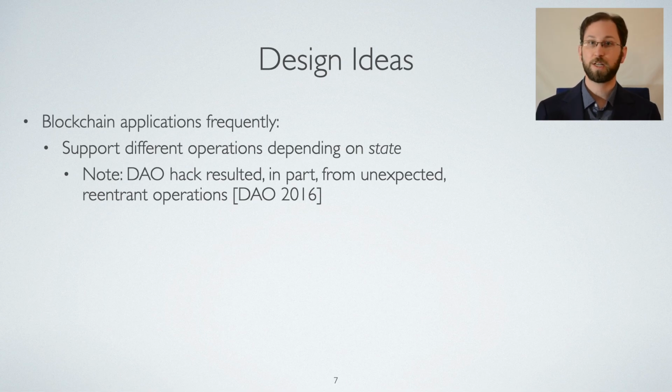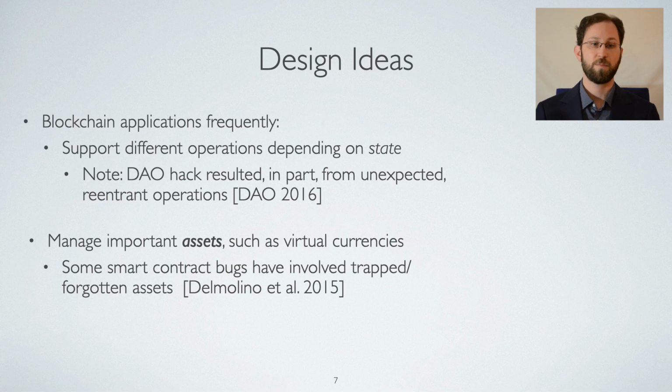One is that blockchain applications frequently support different operations depending on the state the objects are in. You can think of the DAO hack as relating to this class of bugs, in which people accidentally invoked operations on an object when it was in an inappropriate state. And then also, a lot of blockchain applications manage important assets like virtual currencies. And some of the bugs that we've seen, at least in laboratory studies, have involved trapped or forgotten assets.